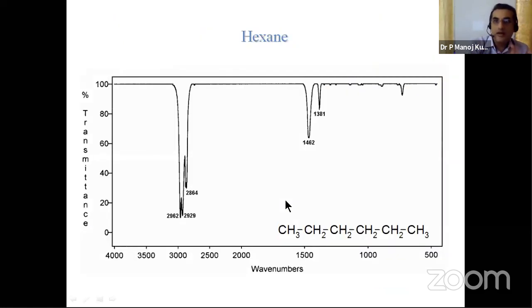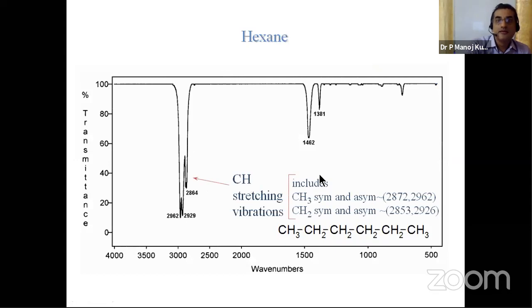So here, I will just show the spectrum. What do you see? It has a lot of methyl and methylene groups. The methyl group can give symmetrical stretching and asymmetrical stretching, which is what you are getting here: 2872 and 2962. CH2, symmetrical and asymmetric, 2853 and 2926. What do these represent? The bending vibrations. How many bending vibrations will you have in this molecule?